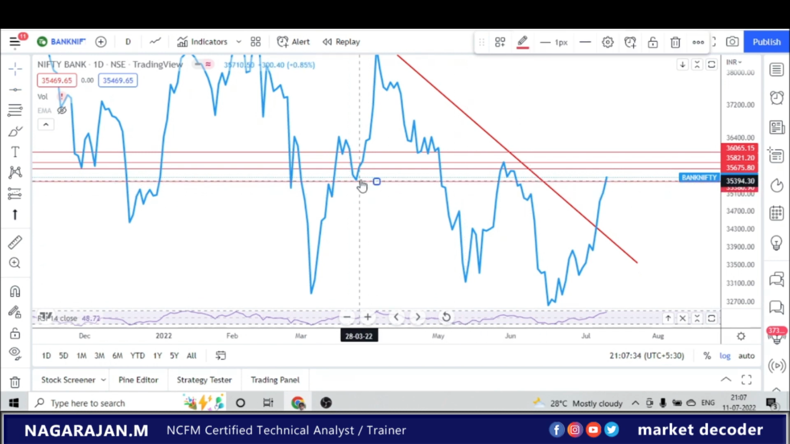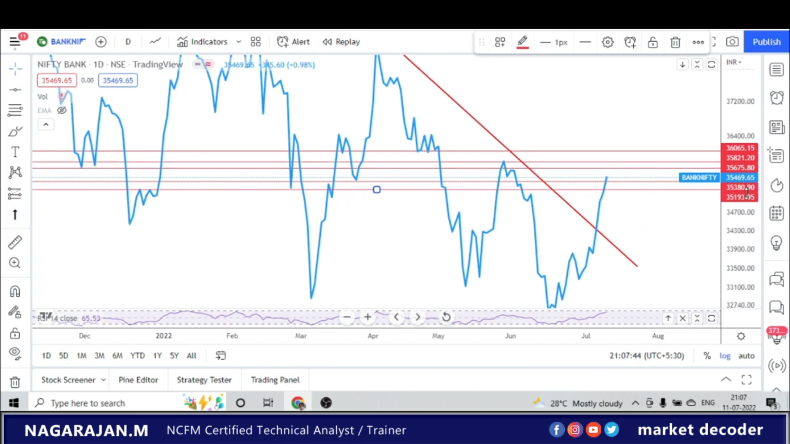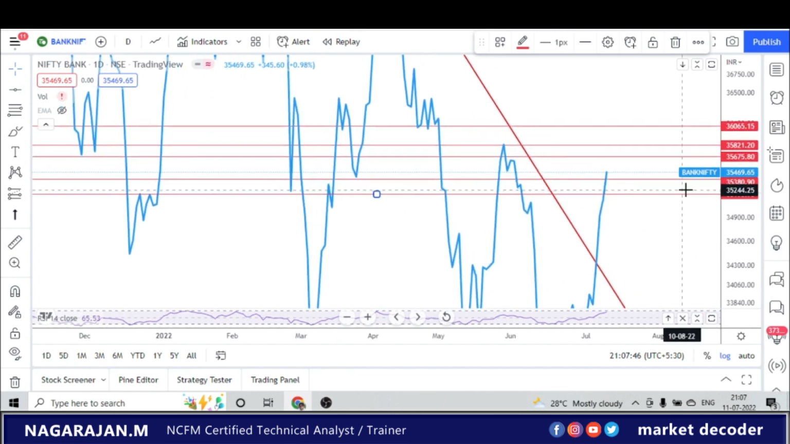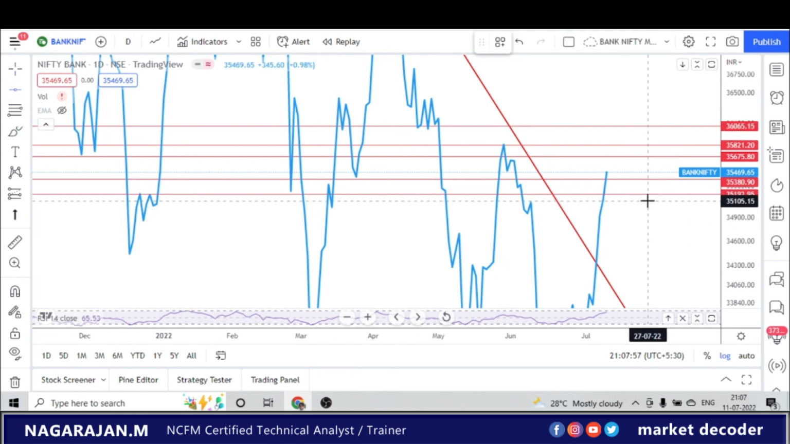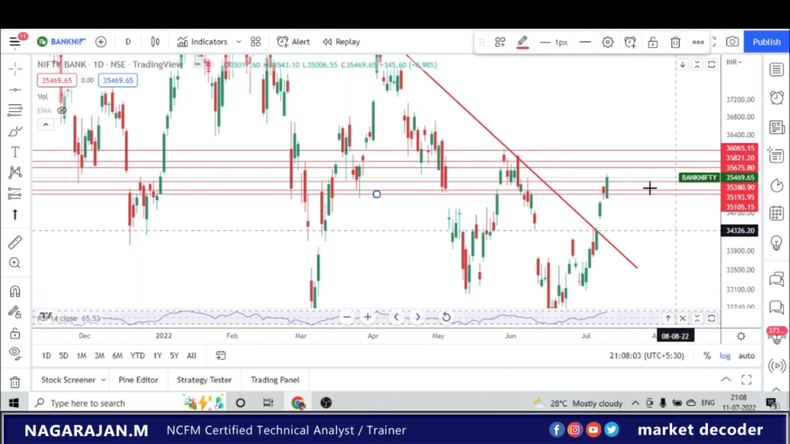This level was acting as a good support previously, and again this is another level where Bank Nifty can take support: 35,380 is one support, 35,190, close to 35,200, and 35,100 is another support. These are the levels where Bank Nifty will be placed for this expiry.